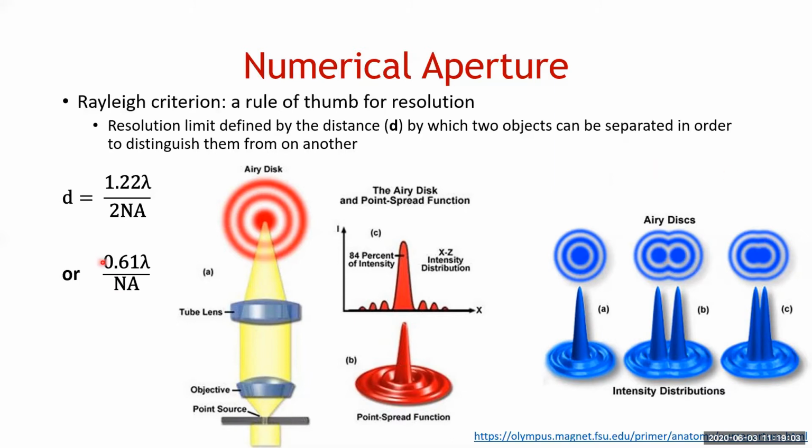This can be explained by this simplified equation. 0.61 is a constant, then you have lambda that represents the wavelength of light and the numerical aperture.